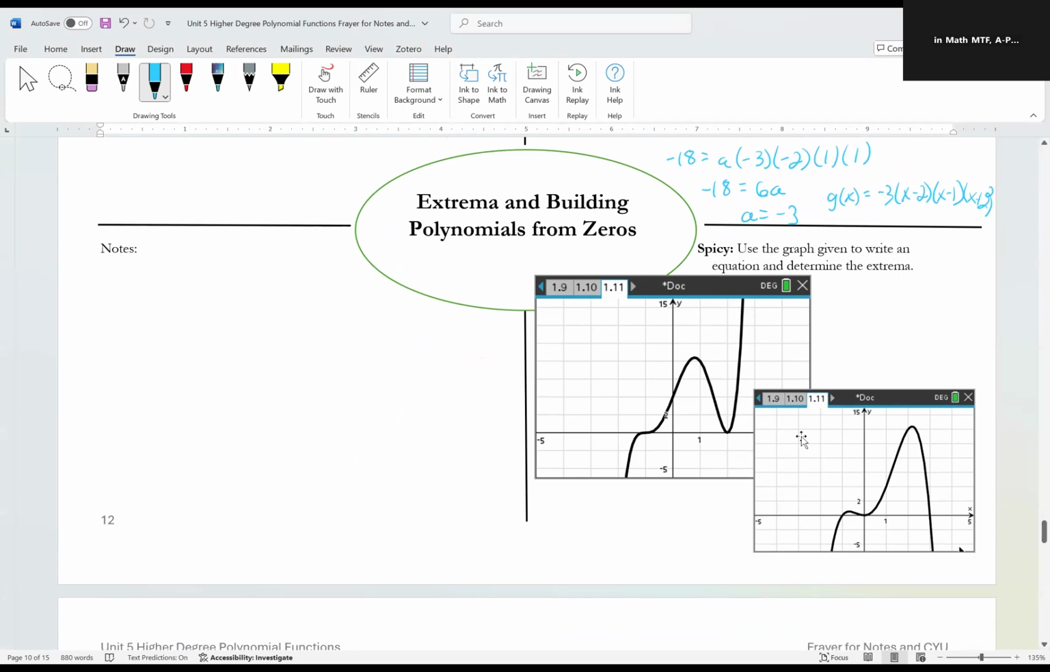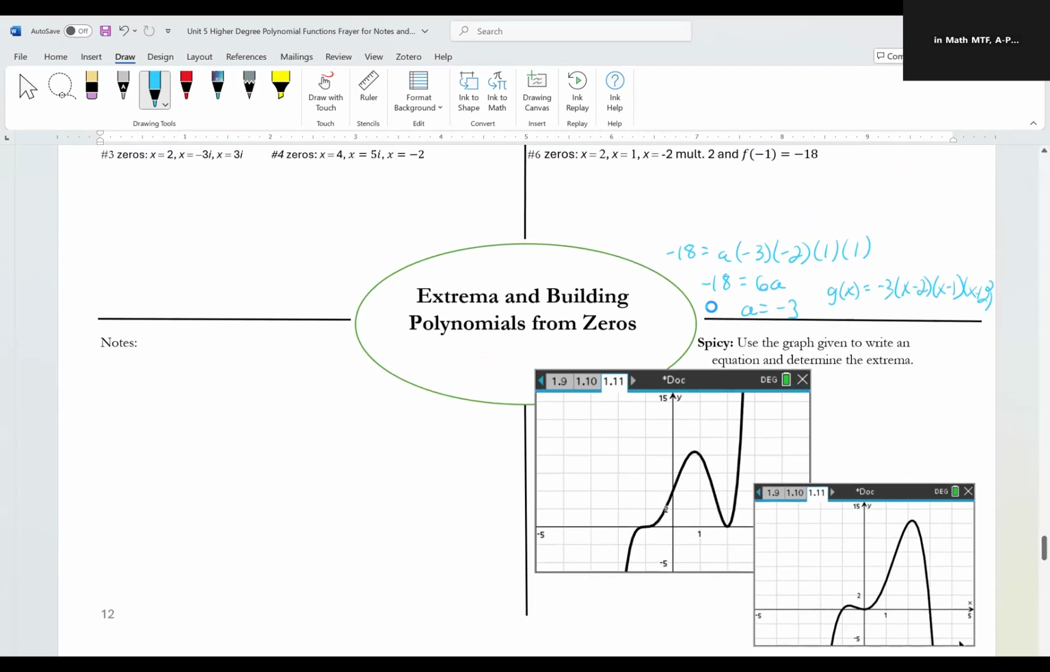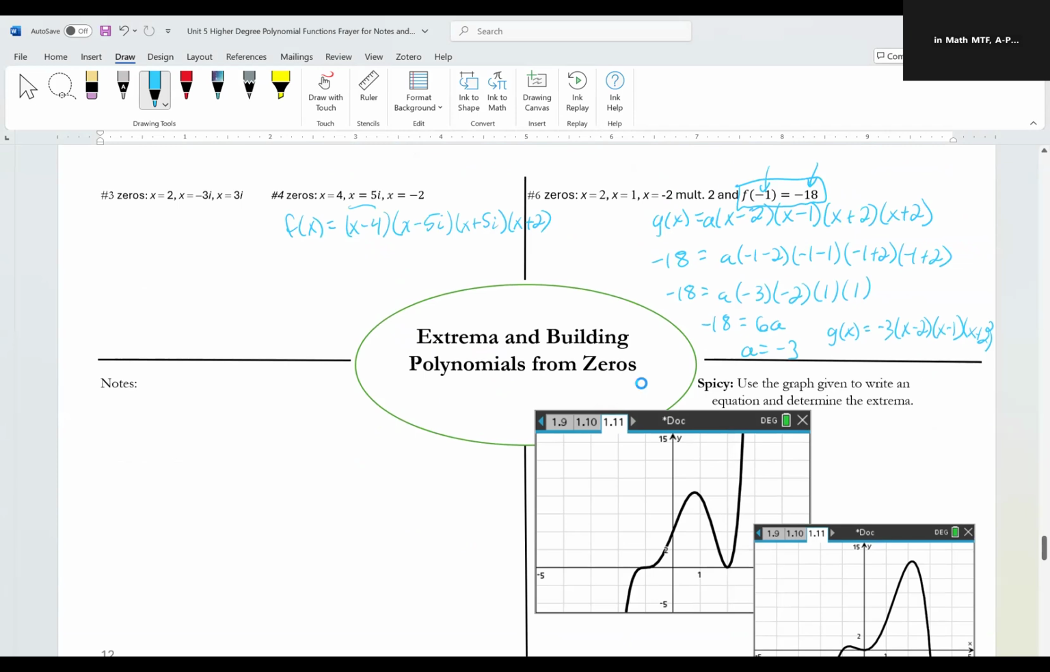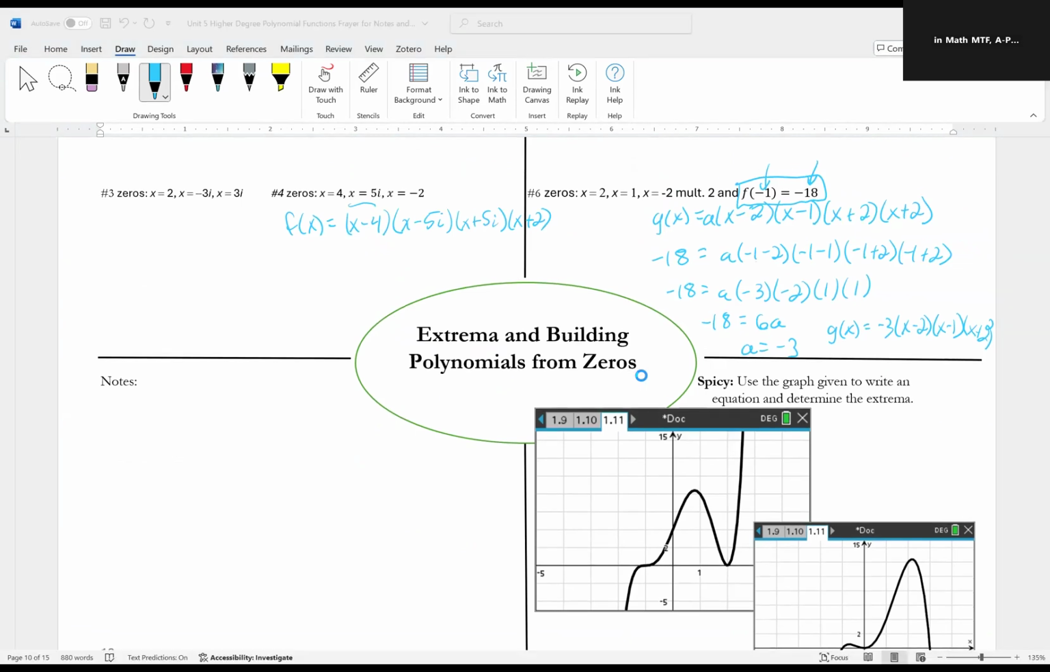Let's do one more, say number 6 here. So negative 3 times x minus 2 times x plus 1 times, oh, x minus 1 times x plus 2 squared. Definitely don't need all that. So let's go negative 50 to 50. Let's see how that looks. Ah, that looks pretty good.